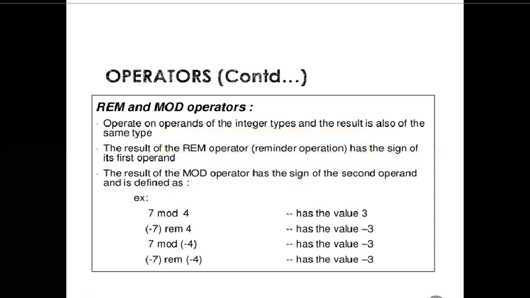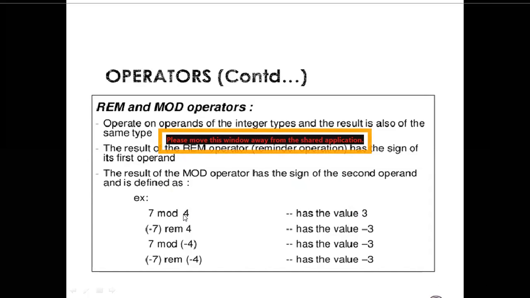For mod it takes the divisor sign. What is the divisor in this 7 mod 4? The divisor is 4 and the dividend is 7. So for the mod operator, it takes the divisor sign. Here the divisor has a positive sign, therefore the result is plus 3.